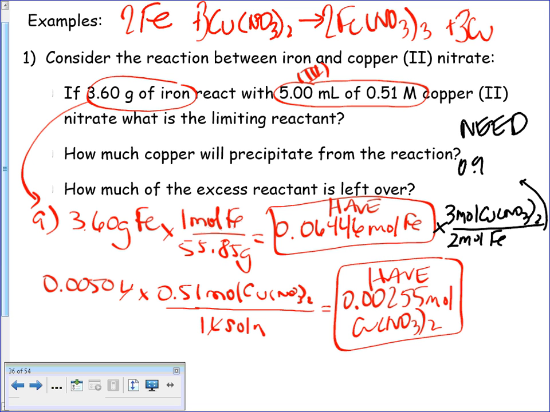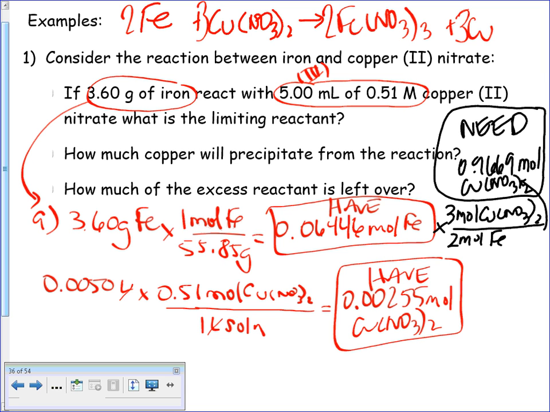Point 9669 moles of copper 2 nitrate, because that's what's on top, right? Sorry, I'm out of space, so it's looking weird right here. But I basically converted from the moles of iron I had, I multiplied by the mole ratios, and I said that's how much copper 2 nitrate I need to fully react with all that iron.